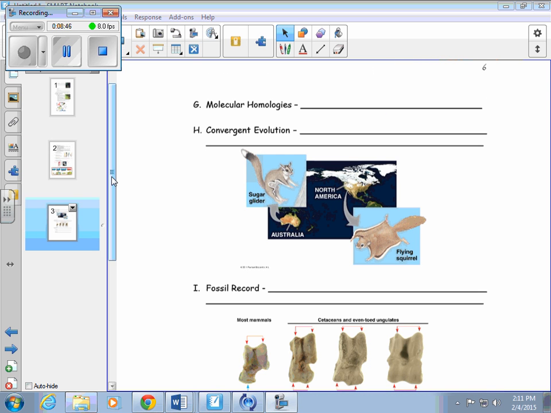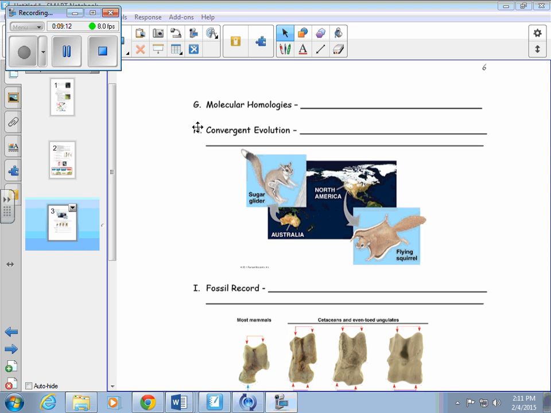When comparing the molecular structure of organisms, if there are similarities in DNA, that is considered a molecular homology. So all you have to write on this line for this piece of evidence of evolution is DNA. When we are comparing their similarities and differences at the molecular level, that's what we're looking at. We're looking at DNA, we're looking at their amino acids, we're looking at what enzymes they have.